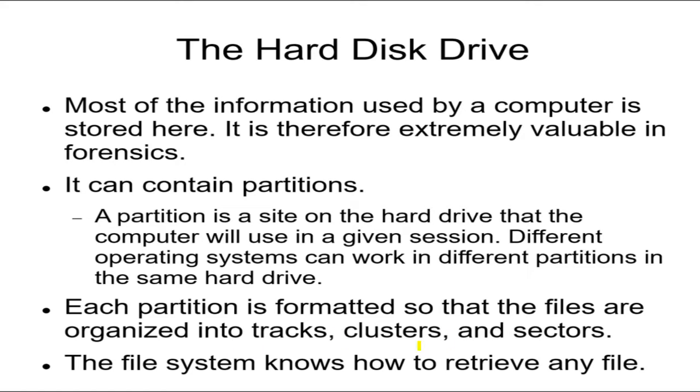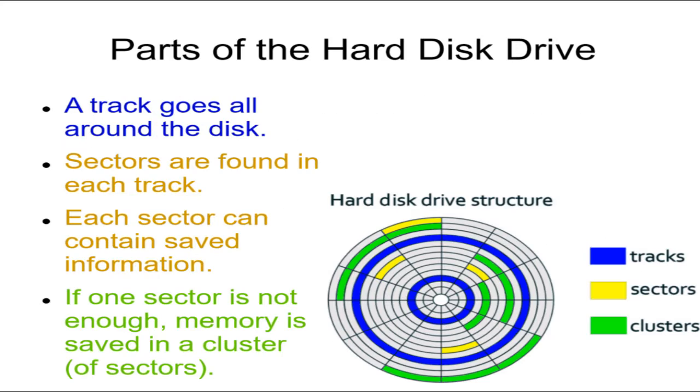They're organized into tracks, clusters, and sectors, and the file system has to know how to navigate the tracks and the clusters and the sectors to get the file that you request, and use it using whatever application you might want to be using. So the file system has to be able to retrieve the file. Let's take a look at how file systems work with the hard disk drive.